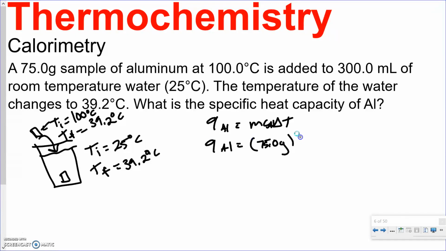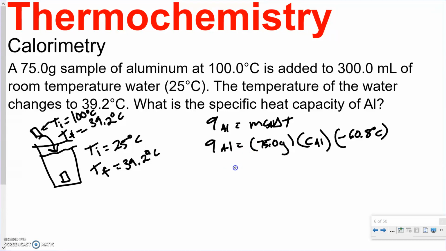We're asked to find the specific heat capacity of aluminum, and we're told the change in temperature is 100 to 39.2. So 100, and actually it's 39.2 minus 100 because it's always final minus initial. So technically our change in temperature here is a negative 60.8 degrees Celsius. So we still have two variables, so something's wrong here. We're not quite yet ready to solve for the specific heat capacity of aluminum.